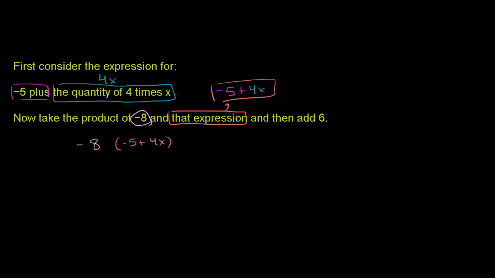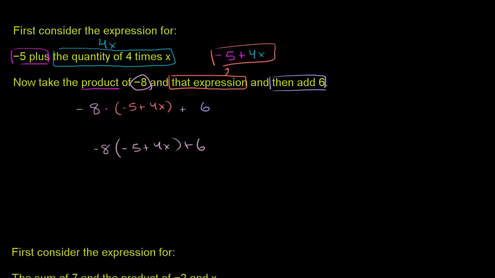The product of the two, so we could put a multiplication sign there, or we could just leave that out, and implicitly it would mean multiplication. Take the product of negative 8 and that expression, and then add 6. So that would be adding 6 right over here. So we could write it as negative 8, open parentheses, negative 5 plus 4x, and then add 6.